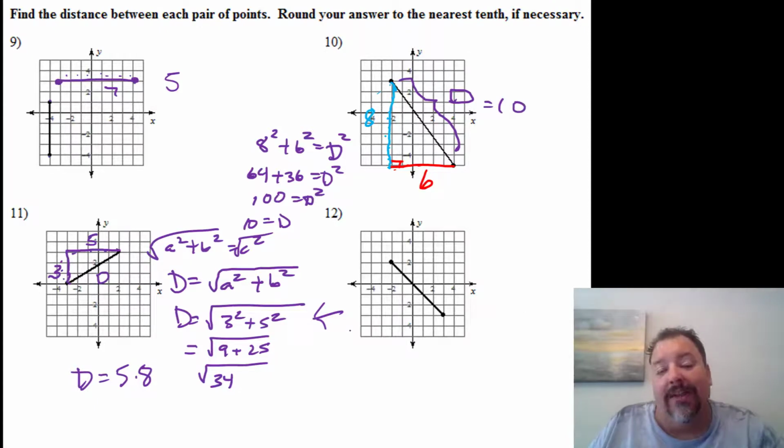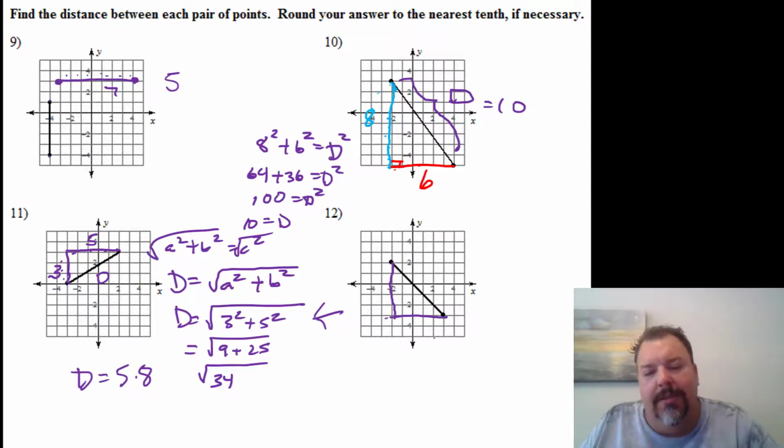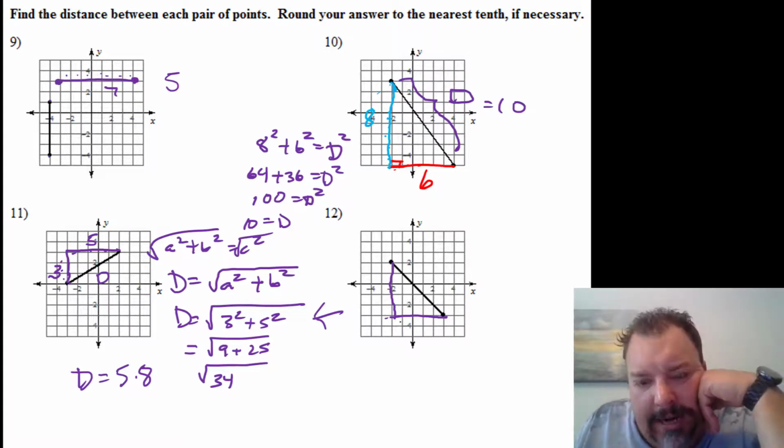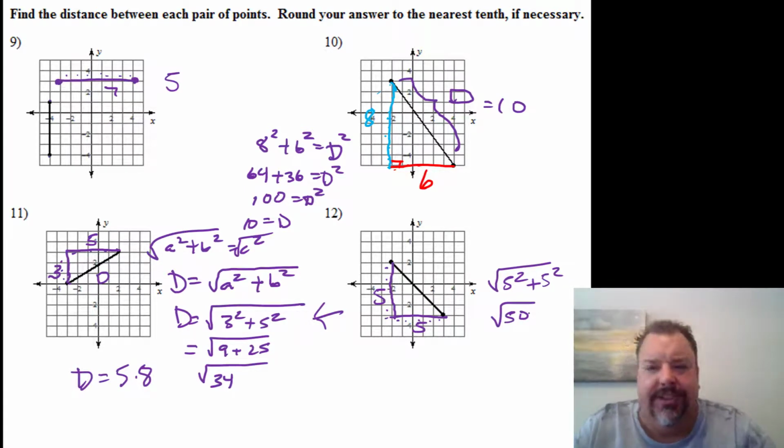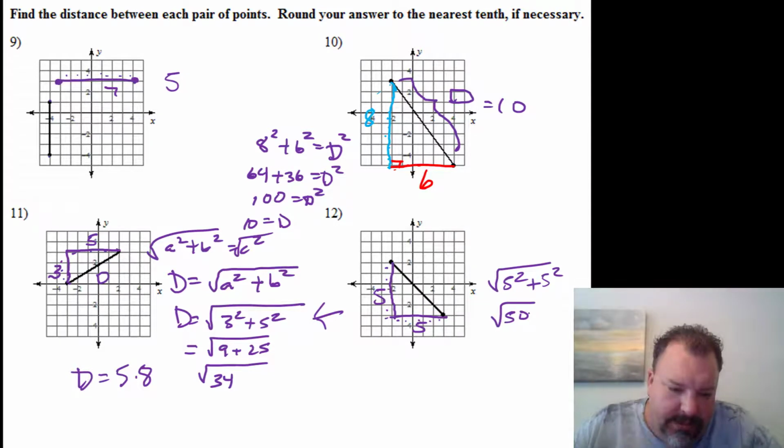Okay, so anytime we want to find the distance, we can use the Pythagorean theorem. Make your right triangle, count up the spaces. So for this one, this is the triangle I can make. Count up the spaces going across, 1, 2, 3, 4, 5. And then here I have 1, 2, 3, 4, 5. So my distance is going to be the square root of 5 squared plus 5 squared, which is the square root of 50, which is going to come out to 7.1.